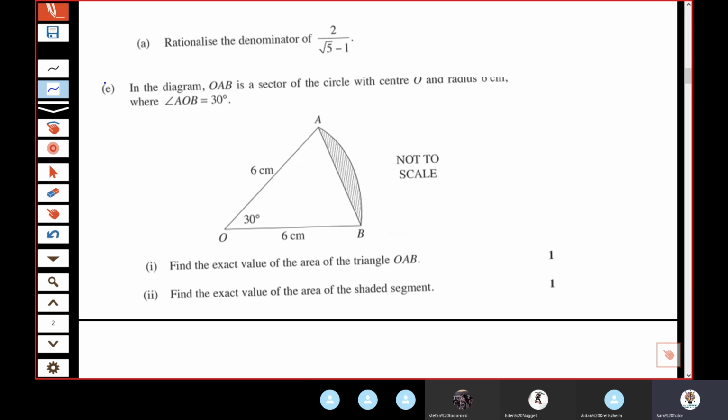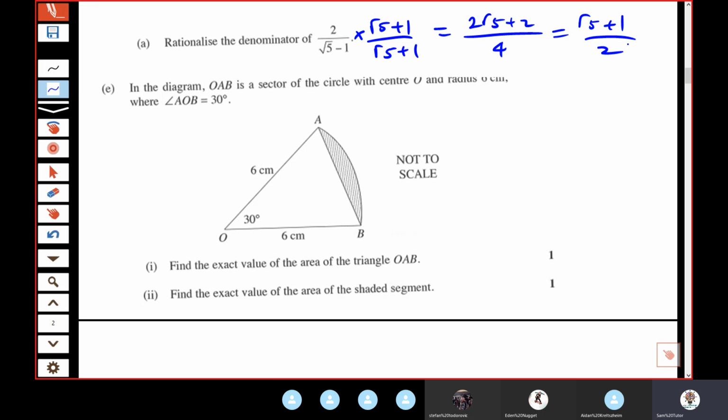Okay, rationalize the denominator. Multiply top and bottom by root 5 plus 1. The answer should be 2 root 5 plus 2 on 4, which is root 5 plus 1 on 2. Is that correct?